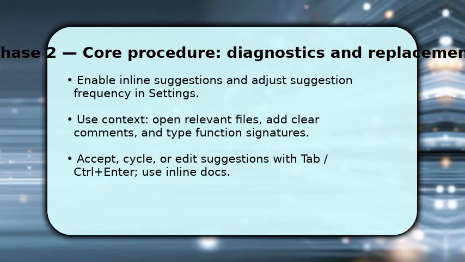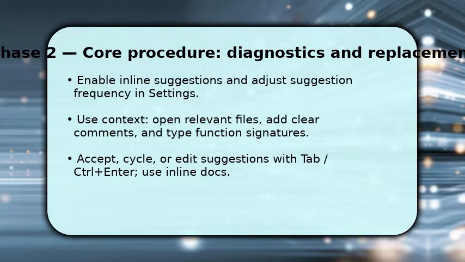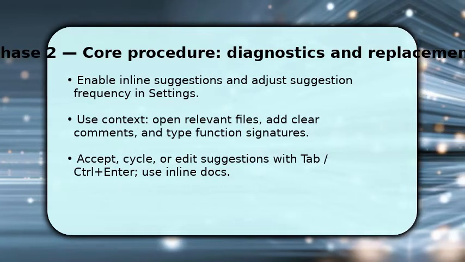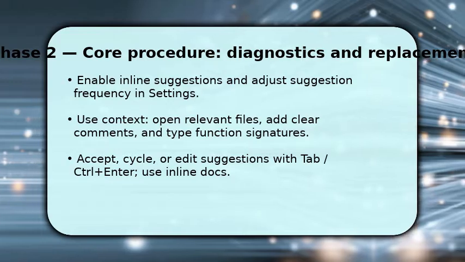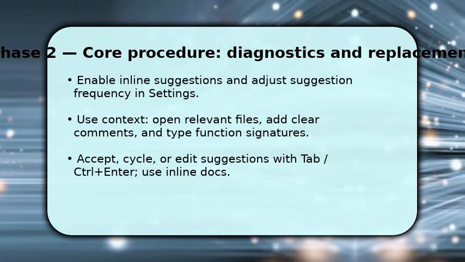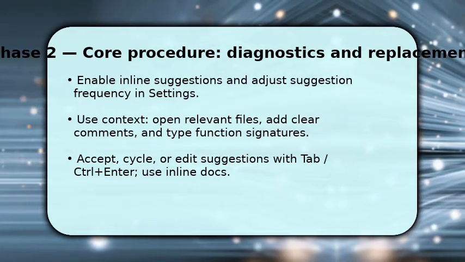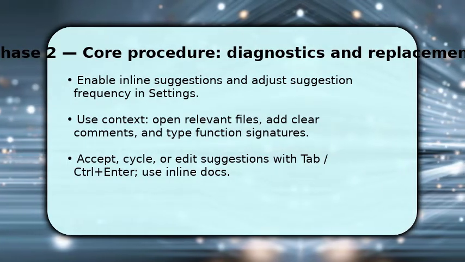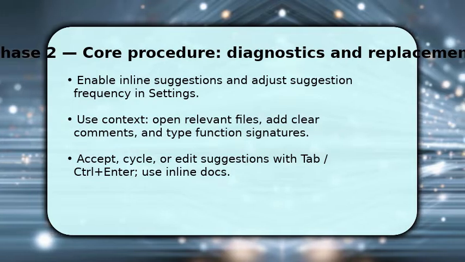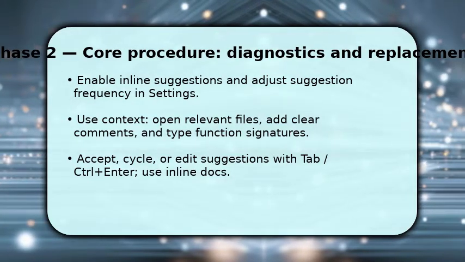Once configured, provide context. Open the module you're working on, write a descriptive comment or a function signature, and let Copilot generate code. Use Tab to accept, Control+Enter to open alternative suggestions, and arrow through options to refine. If the suggestion is close, edit in place. This teaches you how Copilot anticipates intent and improves speed.